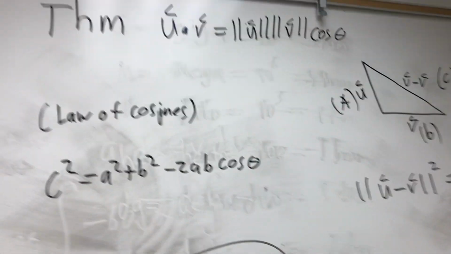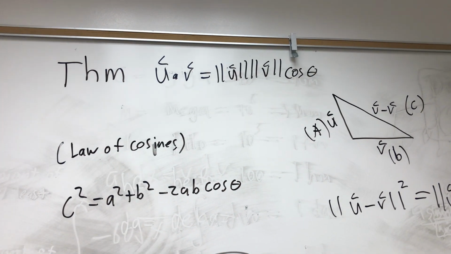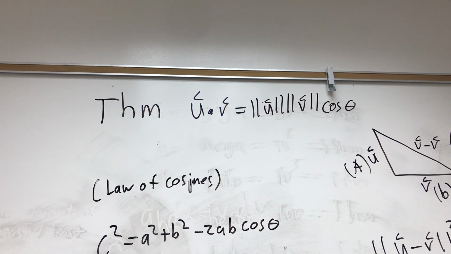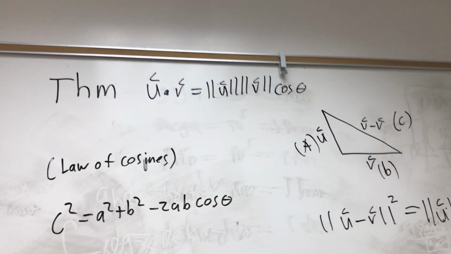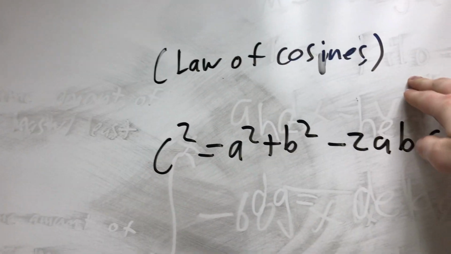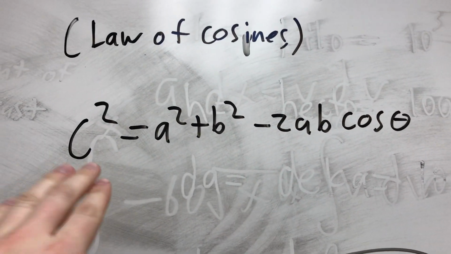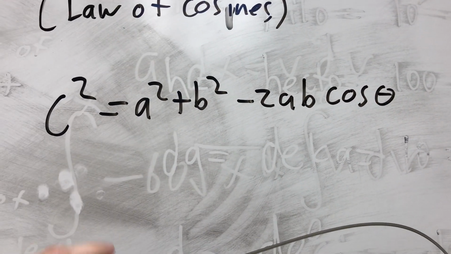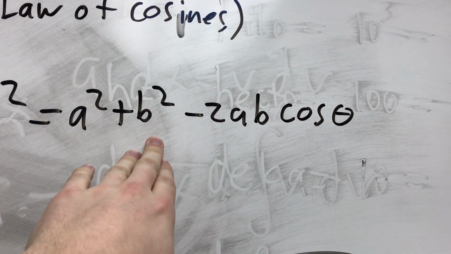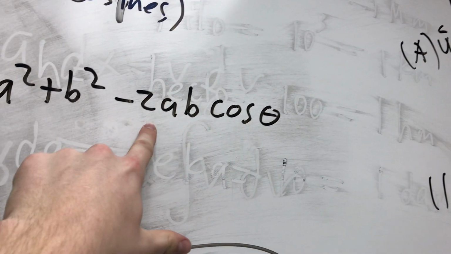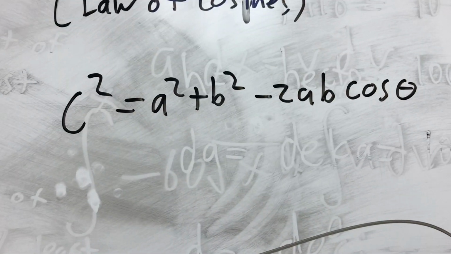Then comes this dot product equation. It's a theorem that u dot v is equal to the magnitude of u times the magnitude of v times the cosine of theta. How do we get that? Here's kind of the proof: it has to deal with the law of cosines, which is just an adjusted Pythagorean theorem. C squared equals a squared plus b squared, but because it's not a right triangle, you have to minus 2ab cosine theta. This is the adjustment because it's not the Pythagorean theorem. This is what the law of cosines says.